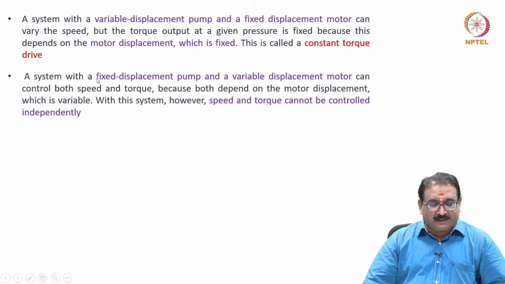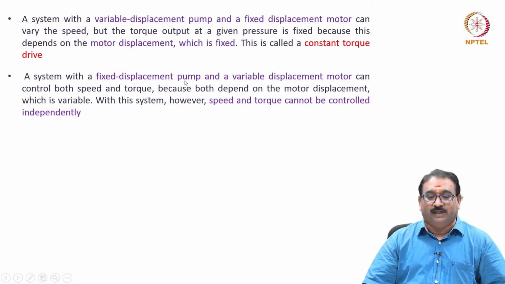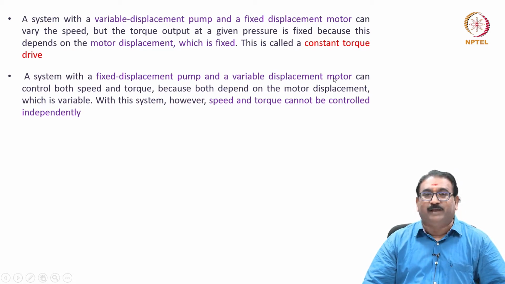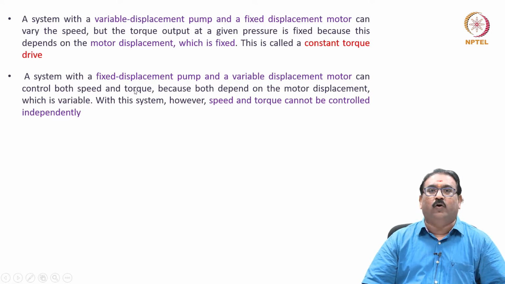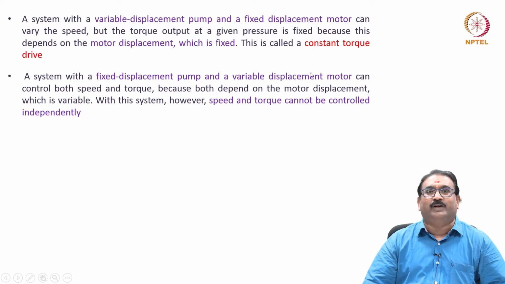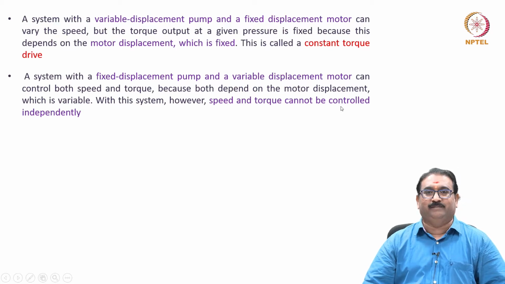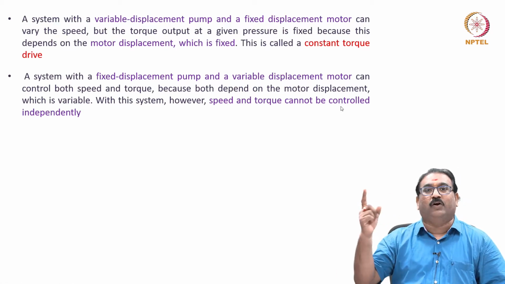Another one, a system with fixed displacement pump, you can't change here now, and a variable displacement motor can control both speed and torque, because both depend on the motor displacement. Now I am able to vary the motor displacement. With this system, however, the speed and torque cannot be controlled independently, meaning what? One depends on the other.